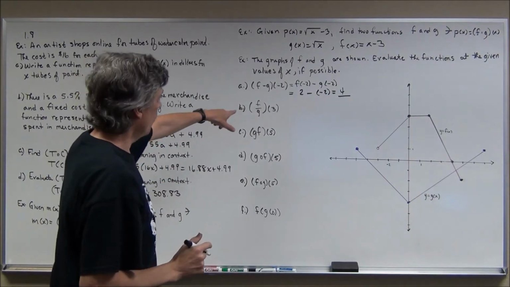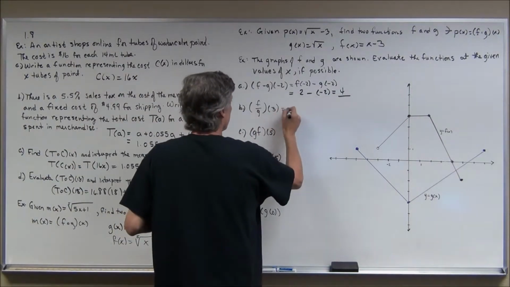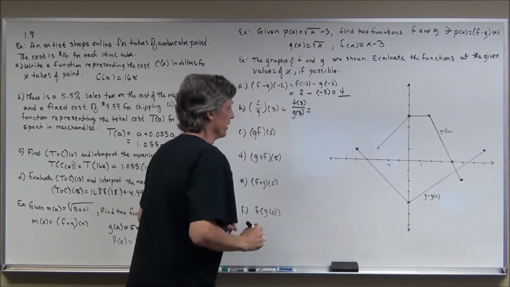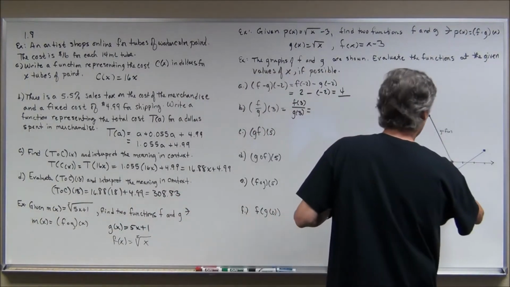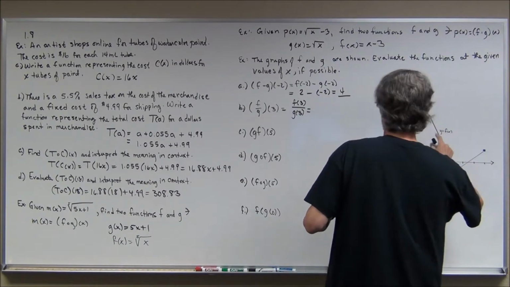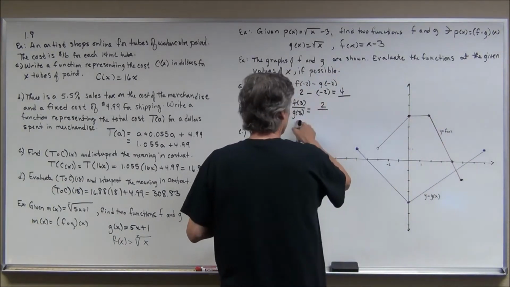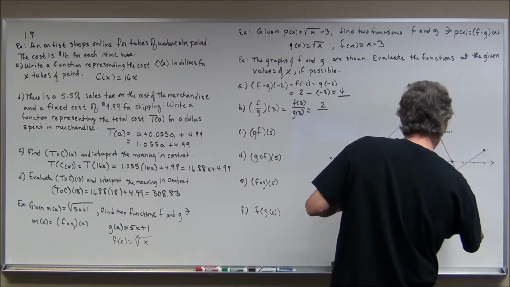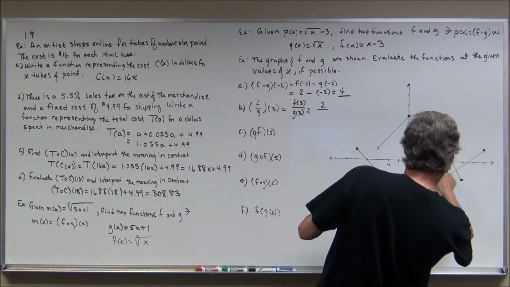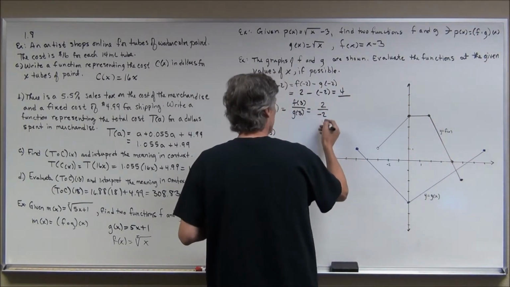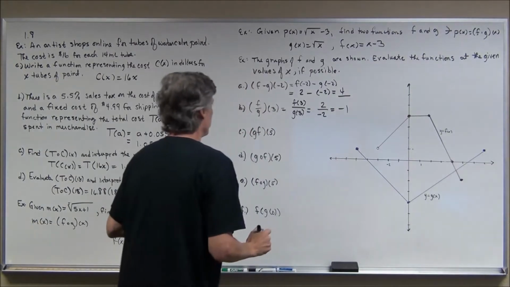f divided by g of 3 would be f of 3 divided by g of 3. f of 3 over here looks like 2, and g of 3 looks like negative 2. So I have 2 divided by negative 2, or negative 1 for that value.